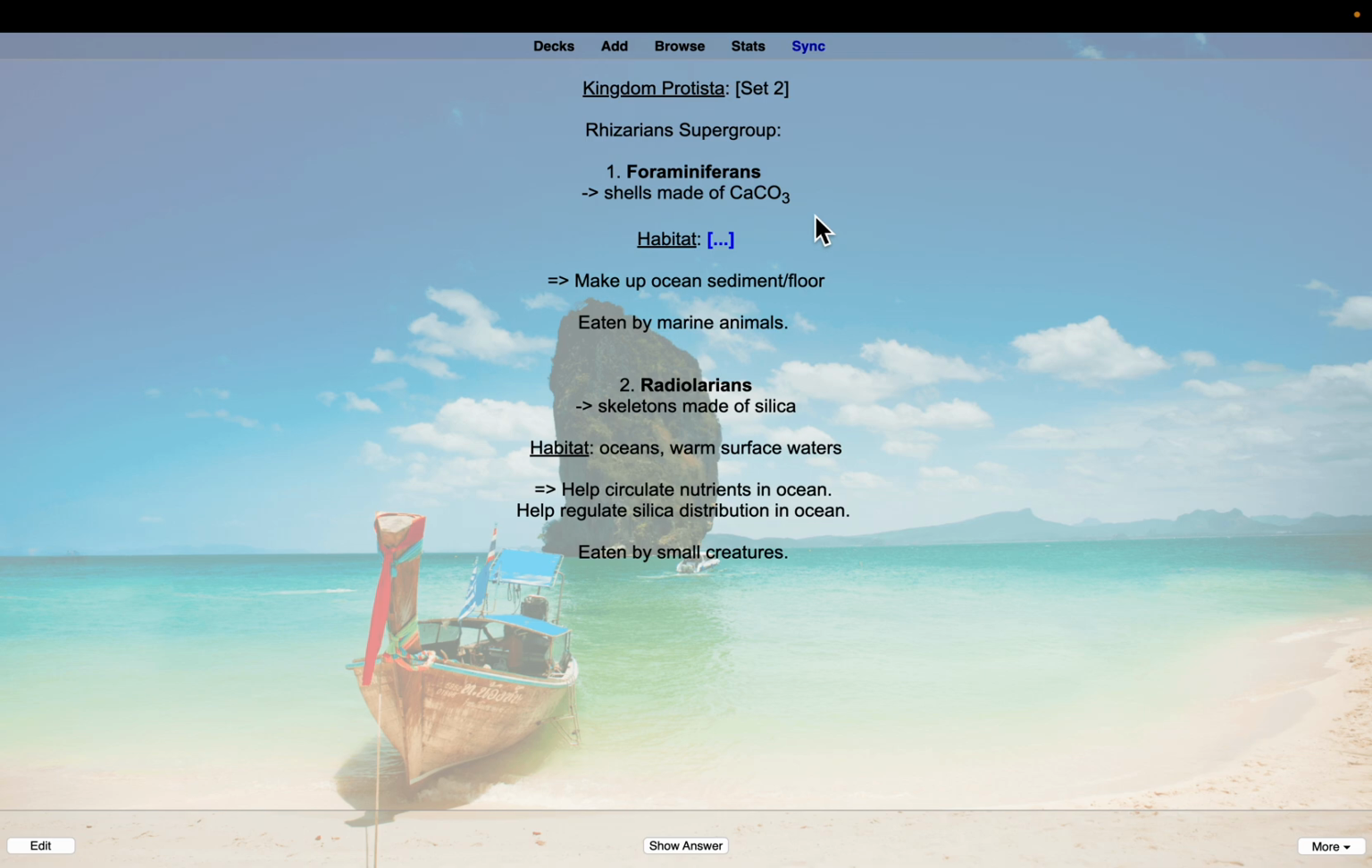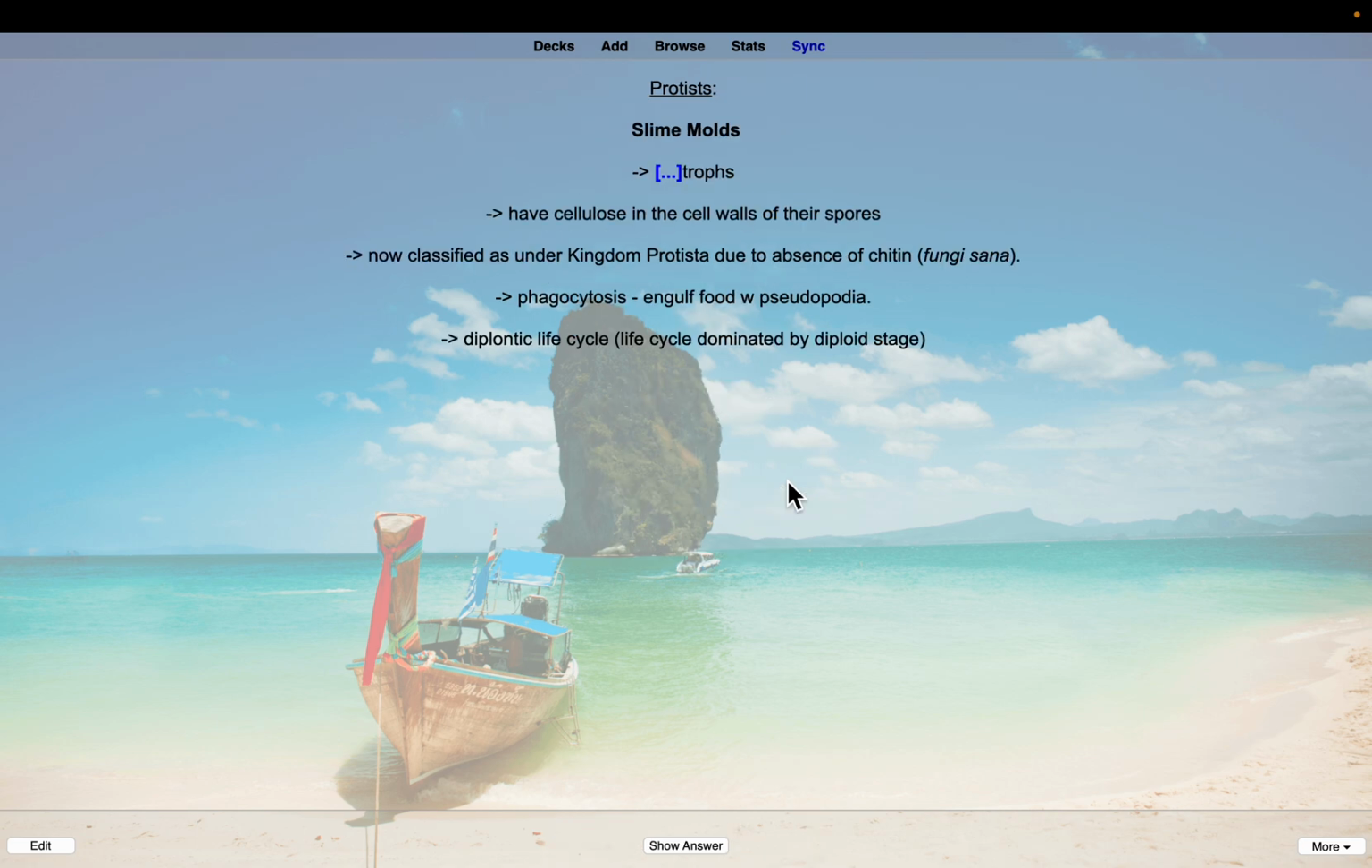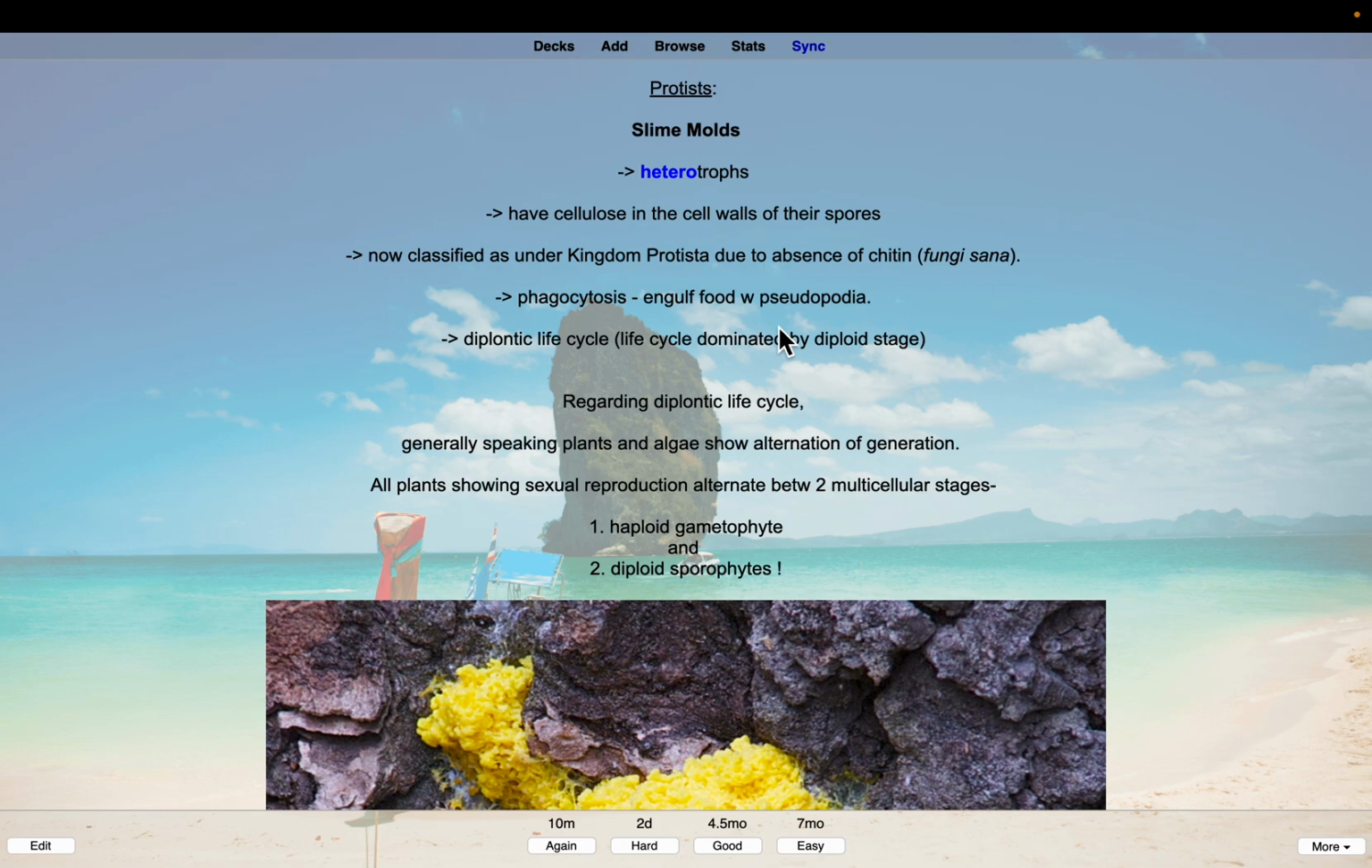Anyways, kingdom Protista. So for the Rhizarian supergroup, we have foraminiferans and radiolarians. Where do foraminiferans live? Bottom ocean and freshwater. For radiolarians, they live in oceans and warm surface waters. Slime molds are heterotrophs.